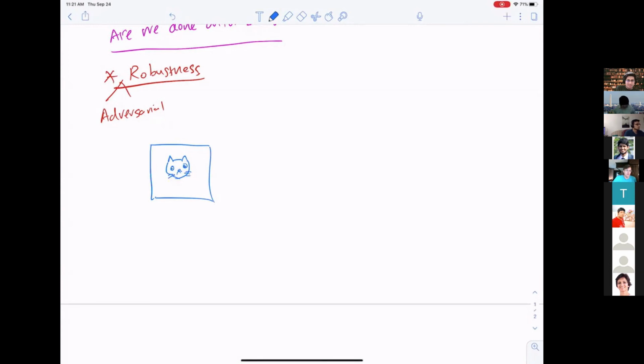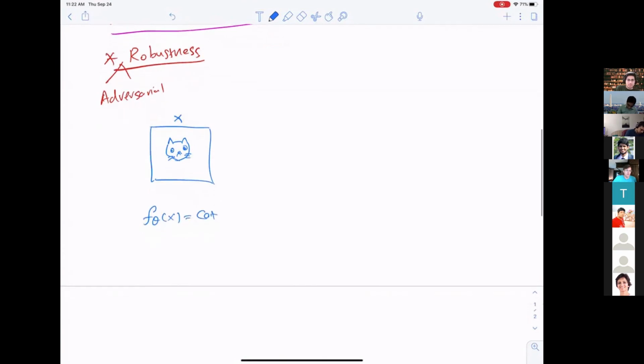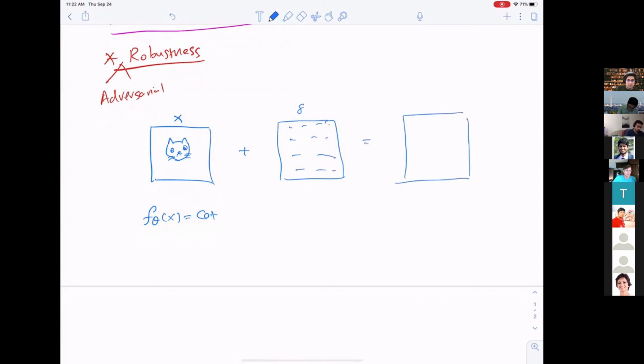Okay, not bad. So this is my input, X, and my classifier classifies this correctly as a cat. So that's good, and that's what we were hoping to get from our classifier. But we have realized that if you perturb this image just slightly, you add a little bit of noise to it, I'll call it delta, a very small amount of noise, you would still get an image that will look like a cat.